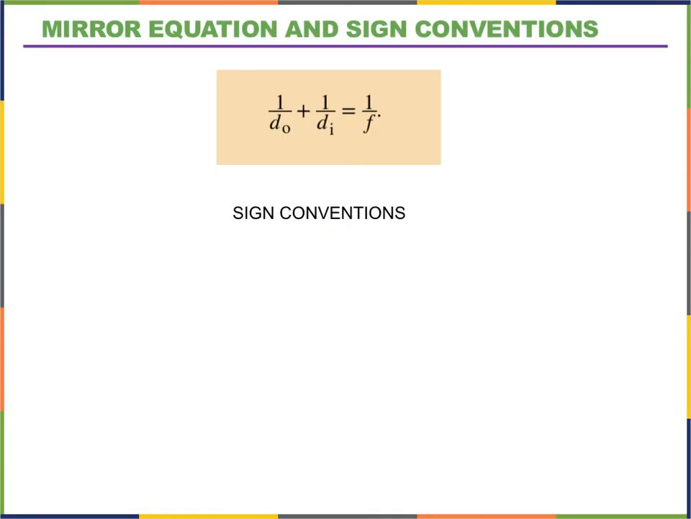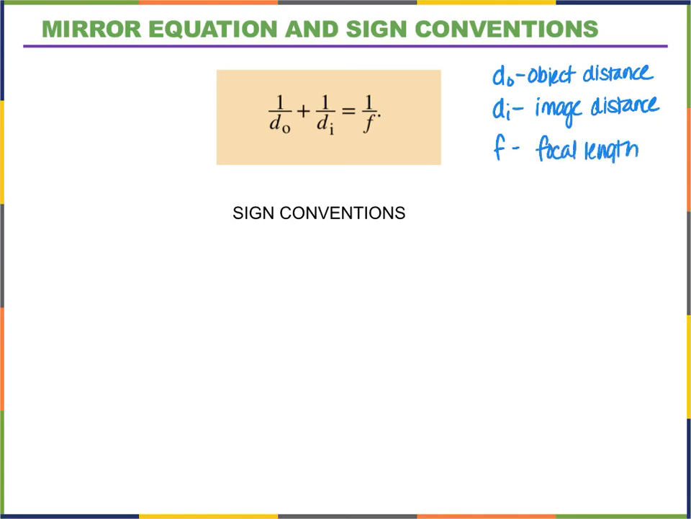So, for instance, here's the mirror equation where d sub O is the object distance. That's the thing that we put in front of the mirror. D sub I is the image distance. That's what we're forming. And F is the focal length. For mirrors, our object distance, I think, almost always would be positive. I can't think of an example off the top of my head where it wouldn't be.